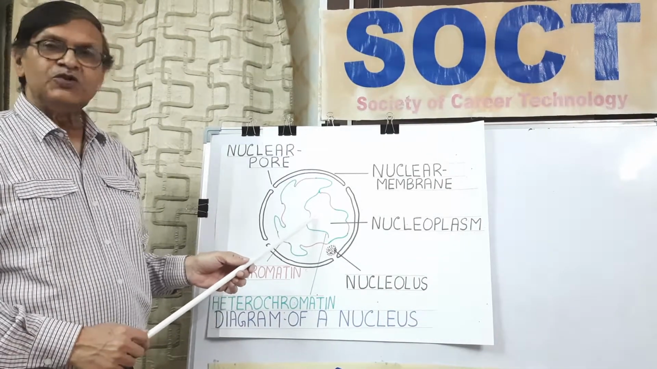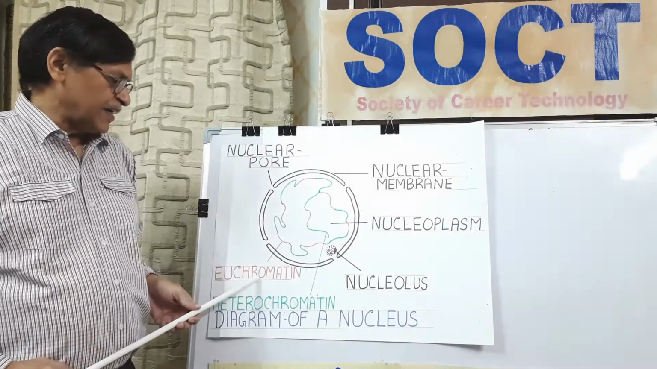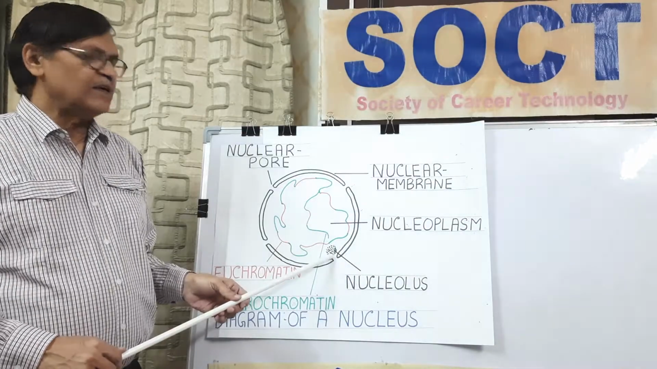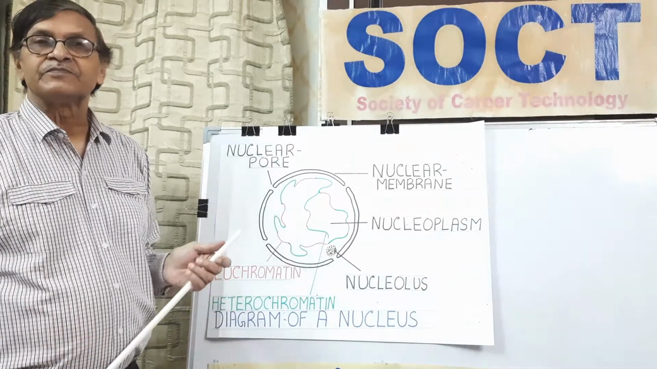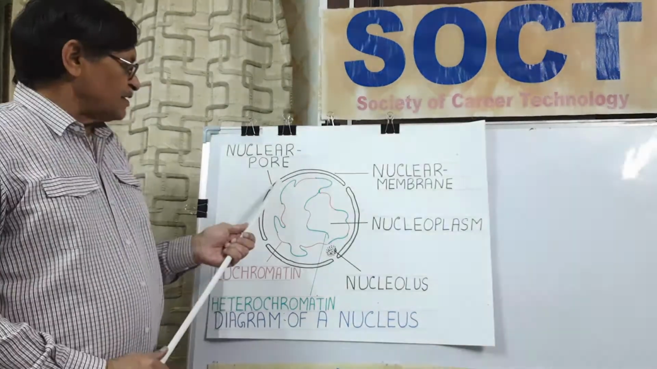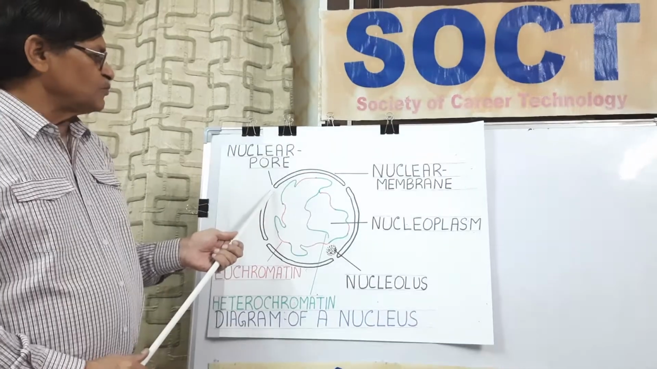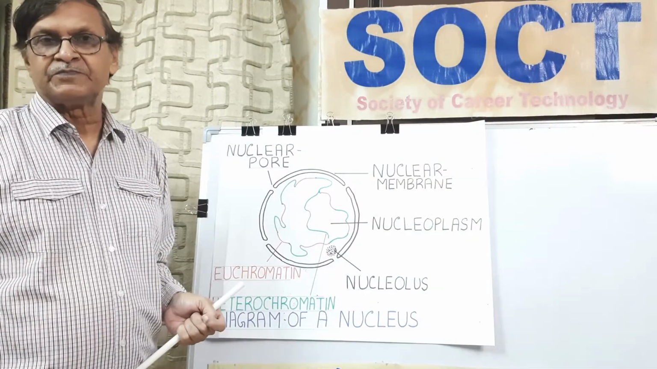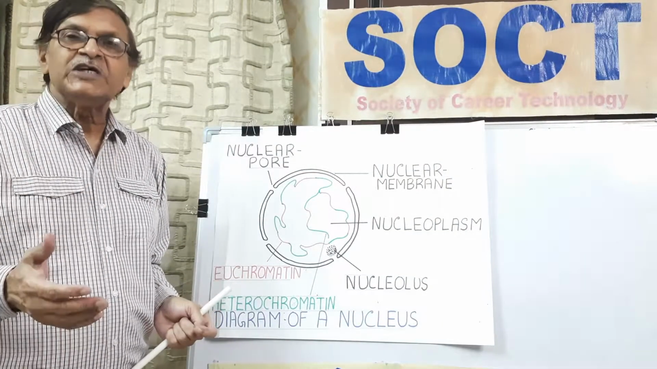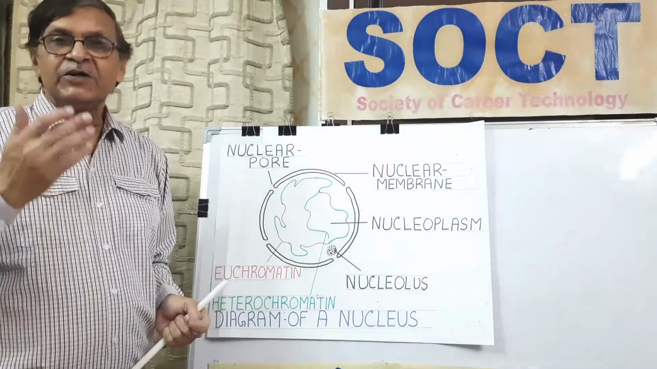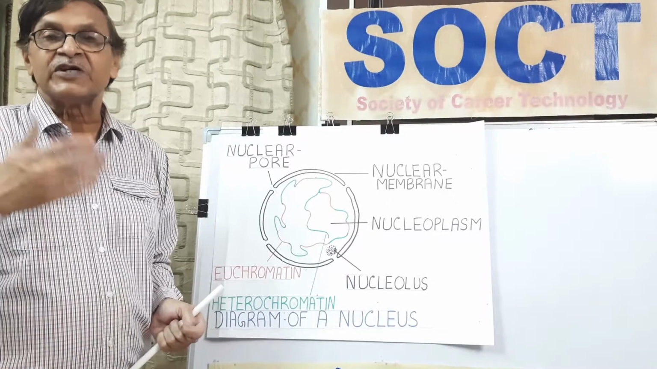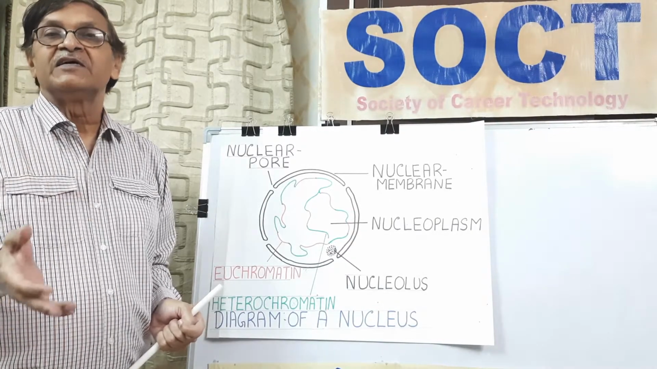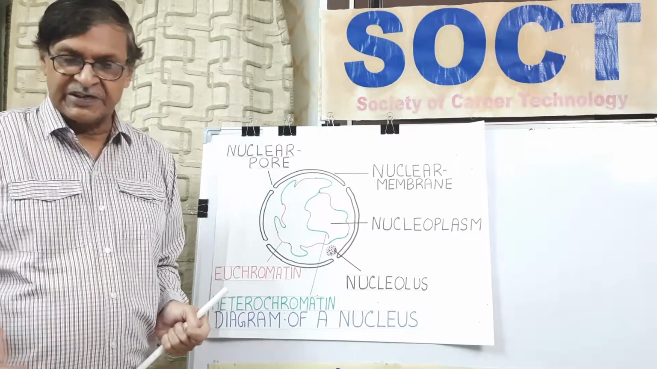Inside there is nucleoplasm and chromatin and one or sometimes more than one nucleolus. At certain places some nuclear pores are found. These nuclear pores are very important, and today we will talk about these nuclear pores, that what is their role in intracellular trafficking.